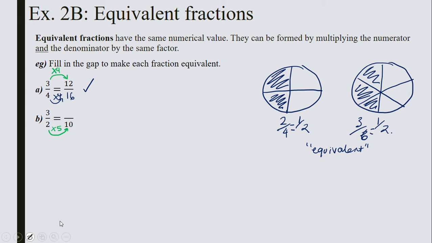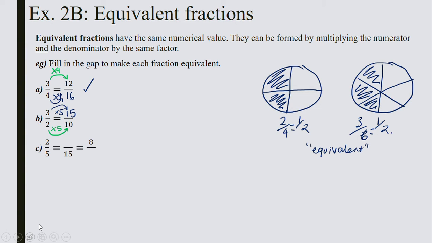So 3 times 5 is 15, and therefore 3/2 is the same as 15/10. Okay, one last example. This is a bit trickier, but that's okay.